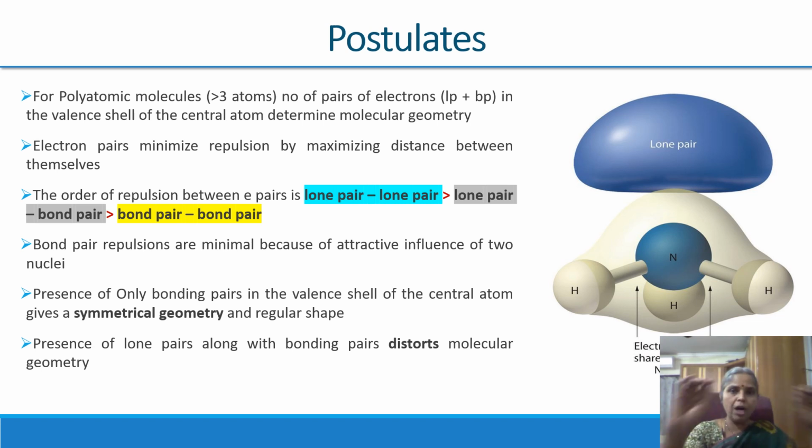If there are only bonding pairs on the central atom, there is no deviation in bond angles. Perfect bond angles you will get. Tetrahedral bond angle 109 degrees. That is why in CH4, carbon is the central atom with no lone pairs, so the 109.5 degrees bond angle is maintained. But if there are lone pairs on the central atom, there will be deviation in bond angle due to distortion in molecular geometry. Molecular geometry is distorted and there will be some deviation from the expected bond angle in the particular molecule.